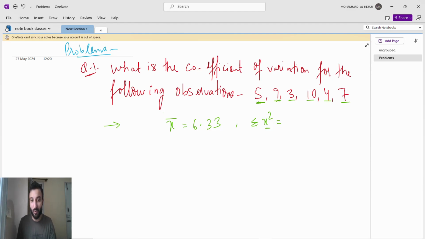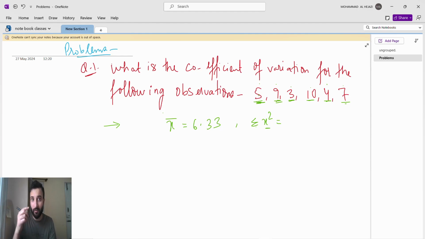This all is x: x1, x2, x3, x4, x5, x6. So summation of x square means like this. This is 5, so 5 square is 25, plus 9 square is 81. These are very easy squares. Don't do 5 square, then 25, it's a waste of time. You have to improve your knowledge of mathematics for the squares and cubes, at least till 10. Then it will become very easy.